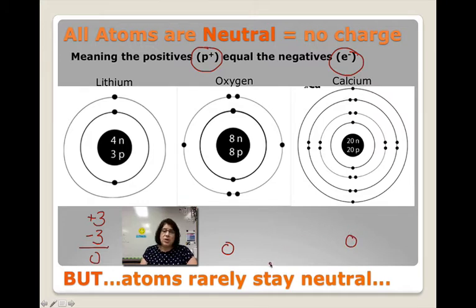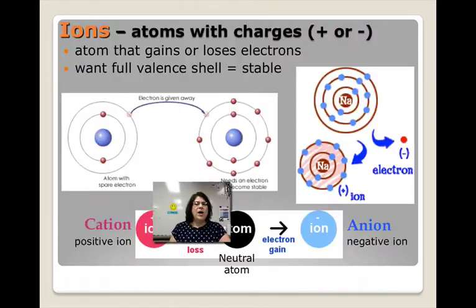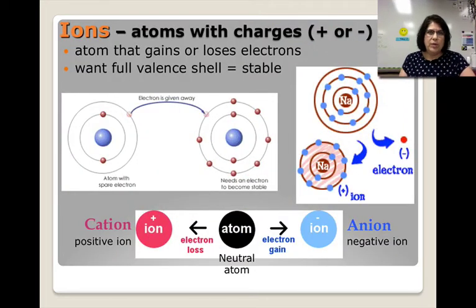But in nature, atoms don't really like to stay neutral. They like to lose or gain electrons to get a full valence shell. All right, so these are called ions, and they're really, really important in biology. They make a lot of things, processes in the body occur, so we need to know what they are. Ions are atoms with a charge or with charges. You're going to write this right next to the word ions on your paper. Atoms with charges, positive or negative.